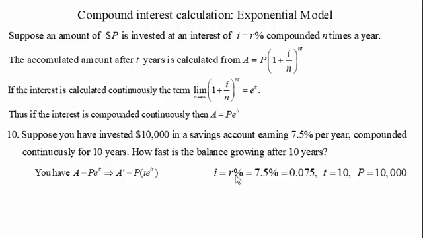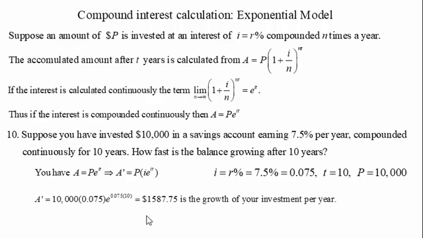i is R%, which is 7.5%. So 7.5, if you divide by 100, you get this. Remove the percentage sign. t is 10, P is 10,000. So plug all these values here, calculate. So you get this answer, and it is the growth of your investment per year, and you are done.